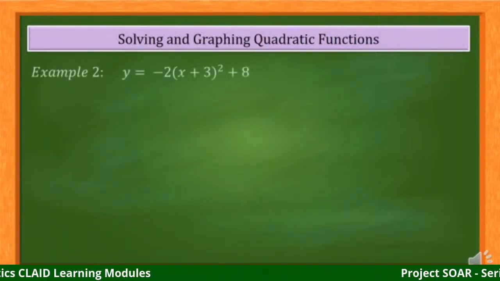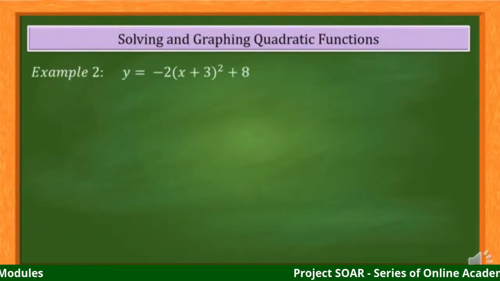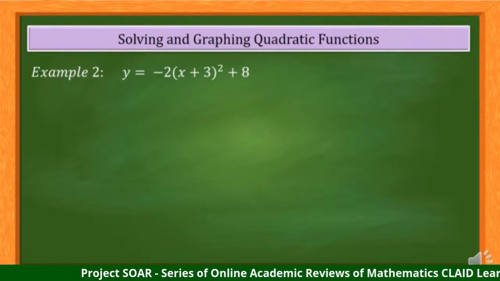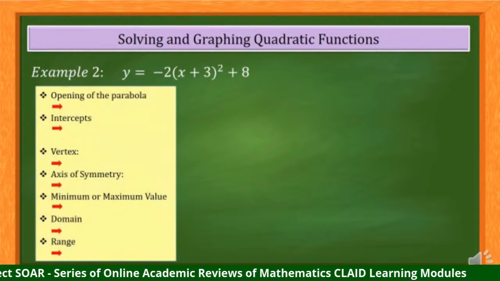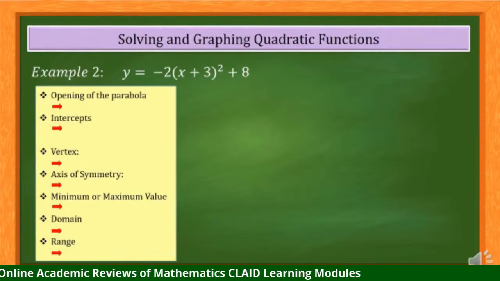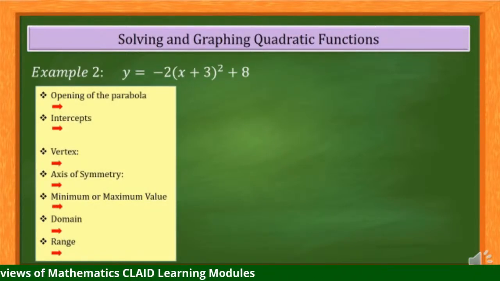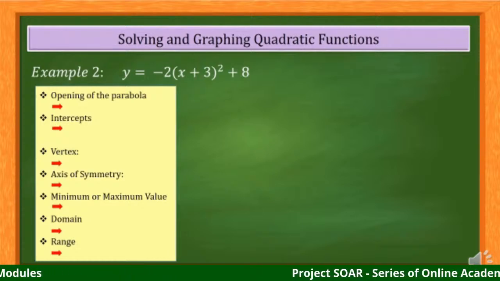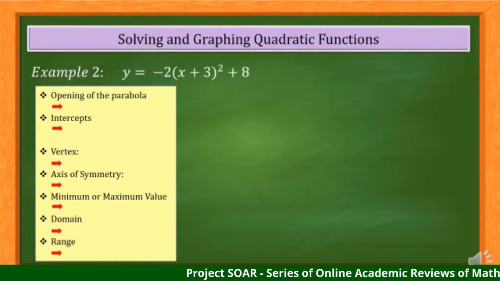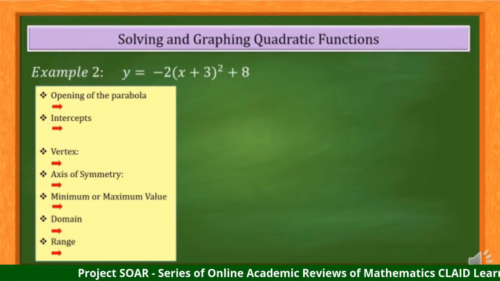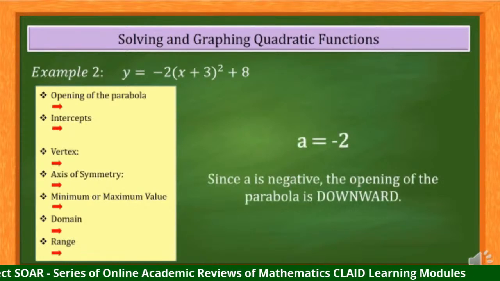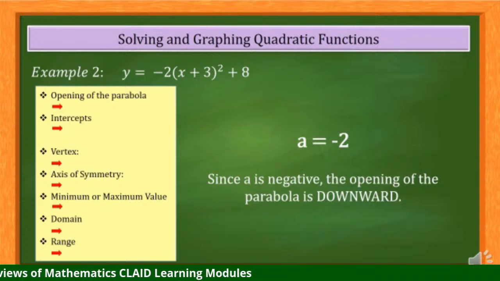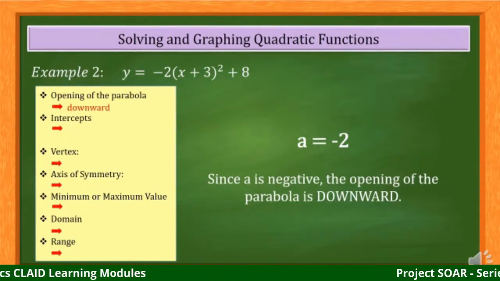Let's have example number 2. We have y equals negative 2 times the quantity of x plus 3 squared plus 8. So, ganun pa rin, hahanapin natin yung opening of the parabola, the intercepts, the vertex, the axis of symmetry, the minimum or the maximum value, domain, and range. So, let's start with the opening of the parabola. The value of a is negative 2. Since it is negative, the opening of the parabola is downward.